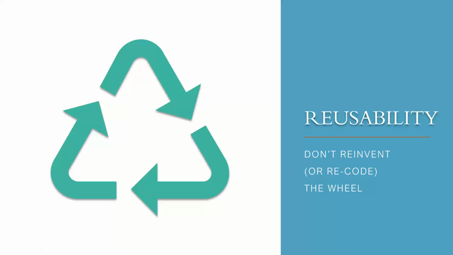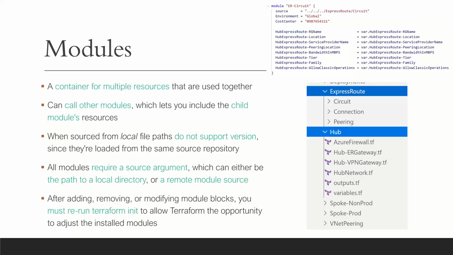Okay, let's talk about reusability so we don't reinvent or recode the wheel. When we write our Terraform templates, we have our files in our directory, as we see in this example here, with ExpressRoute, and also networking for a hub and spoke topology. Now, a module in Terraform is effectively anything within a directory. So in this example, all of those files under the hub directory or folder all comprise a single module as far as Terraform is concerned.